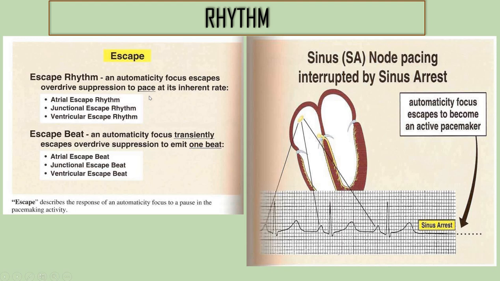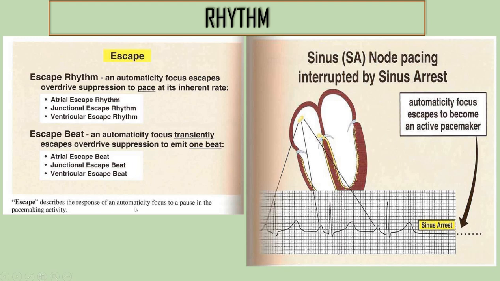Now, escape rhythm. In an escape rhythm, an automaticity focus escapes overdrive suppression to pace at its inherent rate. There are three types: atrial escape rhythm, junctional escape rhythm, and ventricular escape rhythm. An escape beat is when an automaticity focus transiently escapes overdrive suppression to emit one beat. Atrial escape beat, junctional escape beat, ventricular escape beat.